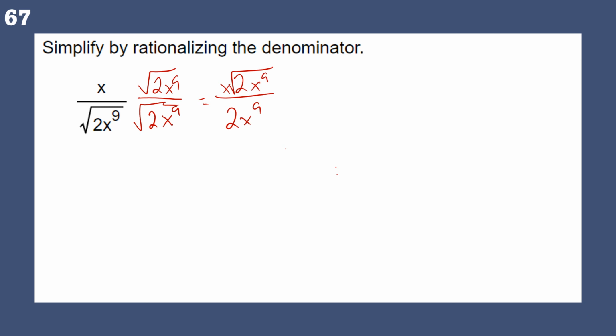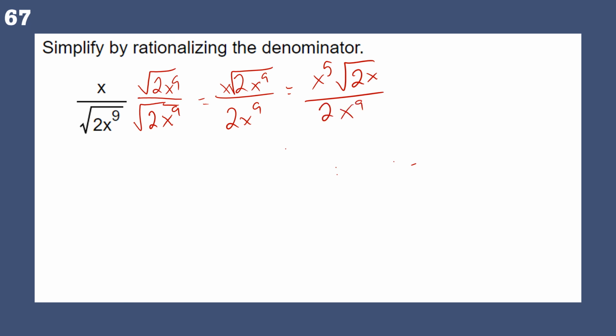We can take out some of those x to the nines, okay? And so when we take out some of those x to the nines, we can take out 4 pairs of them, right? And leave one in. And we already have one out there. So it's x to the fifth, square root of 2x, all over 2x to the ninth.